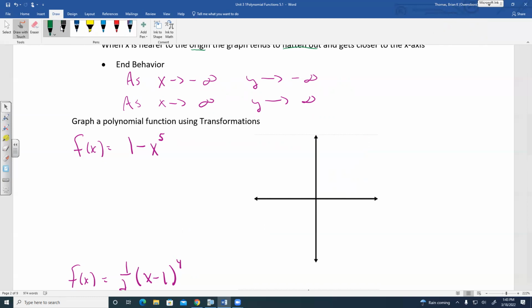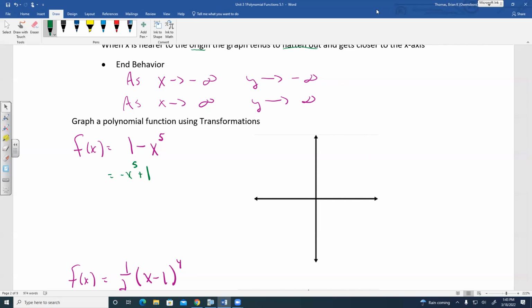So if I want to graph the polynomial function using transformations, notice how this has a 1 minus x to the fifth. And notice how usually we like to write this as negative x to the fifth plus 1. Notice this graph should have a vertical shift of 1, and it should have a reflection. So it's also not a bad idea if I want to use the calculator to get a couple of ordered pairs to make a sketch of it.